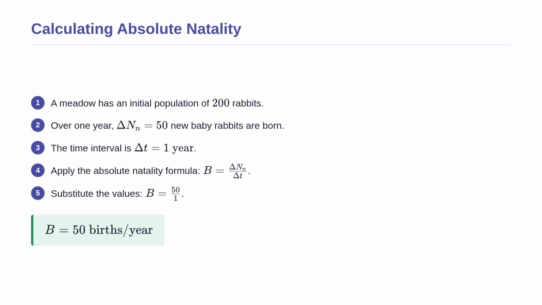We use our formula for B because we need the raw speed of population growth over this specific time frame. We substitute 50 for the new births, delta n subscript n, and 1 for the time interval, delta t. Dividing 50 by 1 is straightforward. Our final answer is 50 births per year. Physically, this number gives us the absolute baseline of how many new lives were created in that meadow annually.